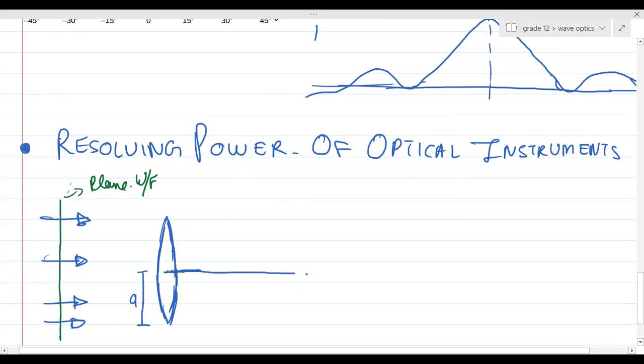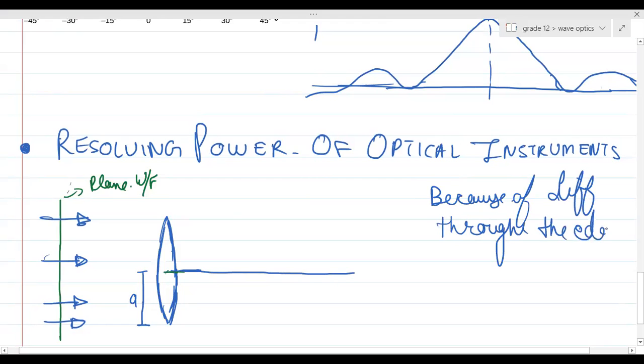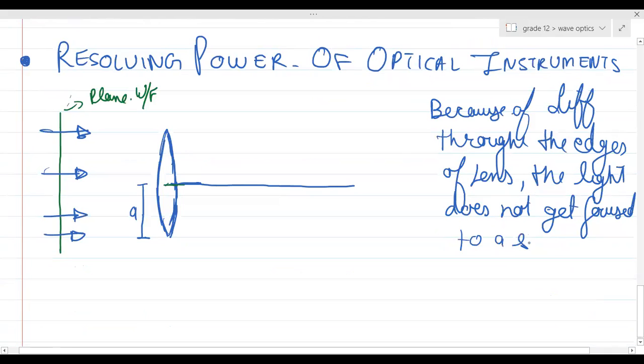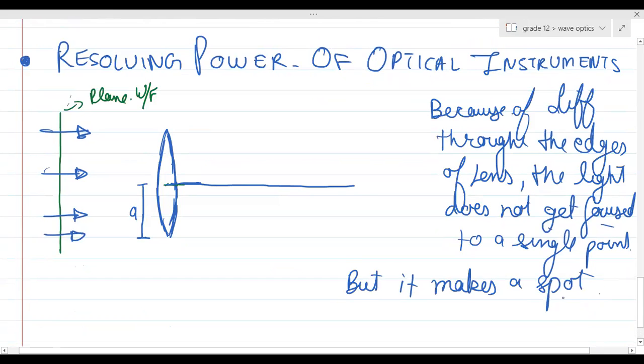You can write it over here. Because of diffraction through the edges of the lens, the light does not get focused to a single point, but it makes a spot of finite area.